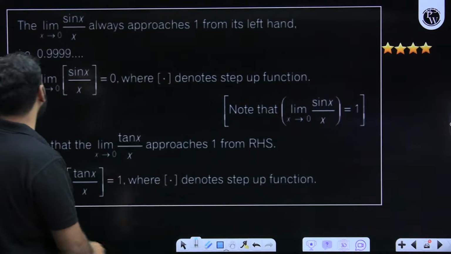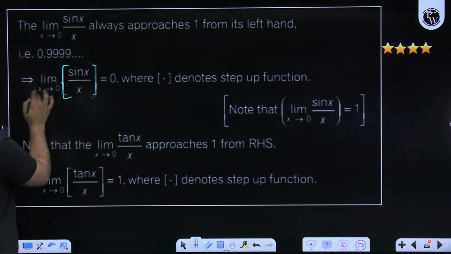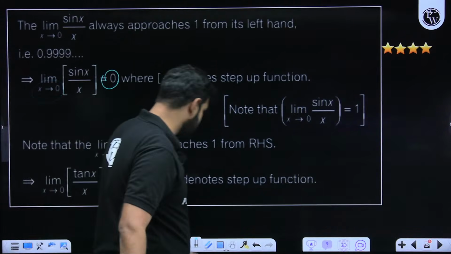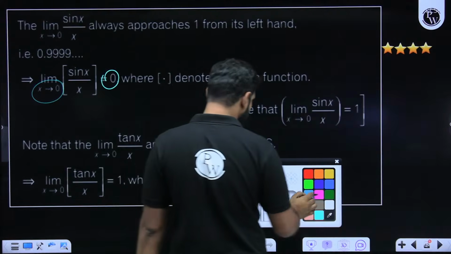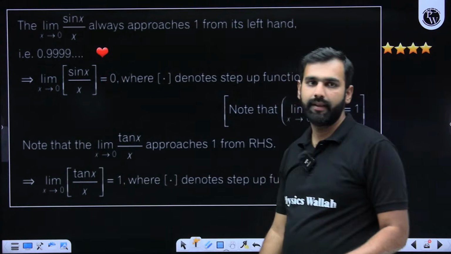So with that, when you say GIF of sin x upon x is needed to be done, when x approaches 0, you don't say 1, you say 0. Something very crucial you should remember. I hope you wouldn't forget that. Please remember this. This is a very important result.